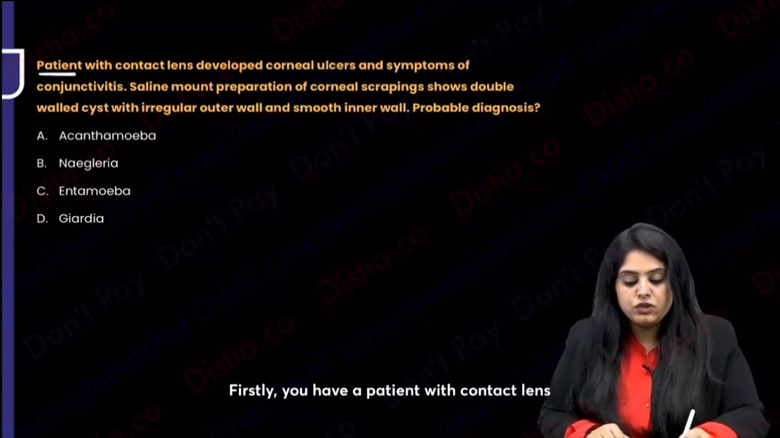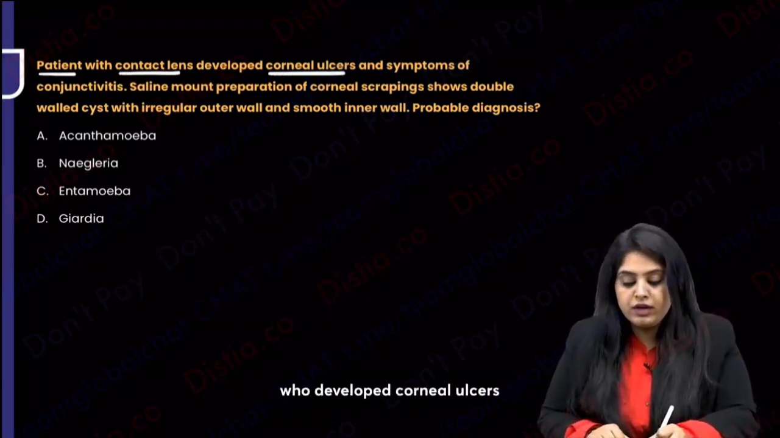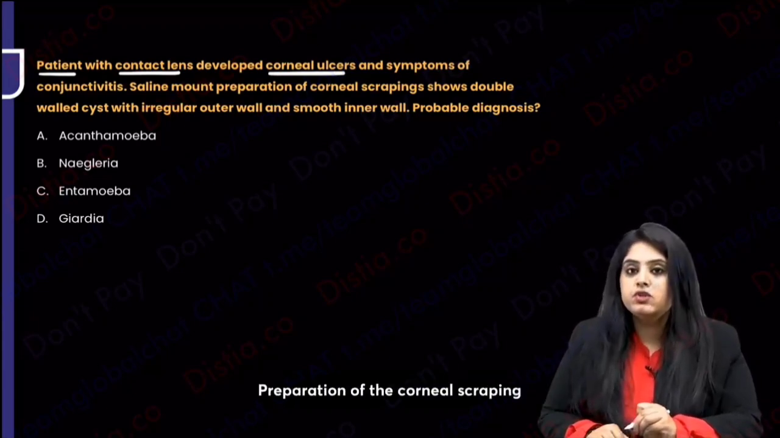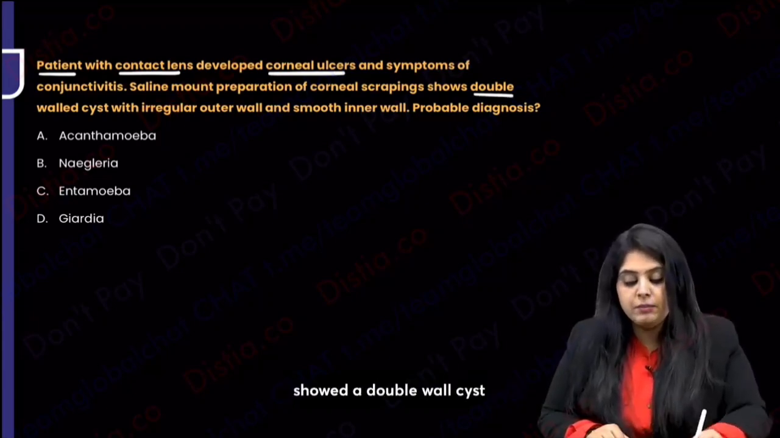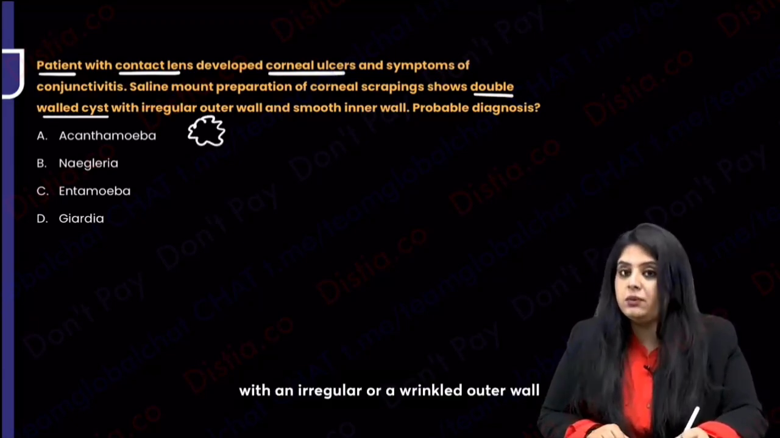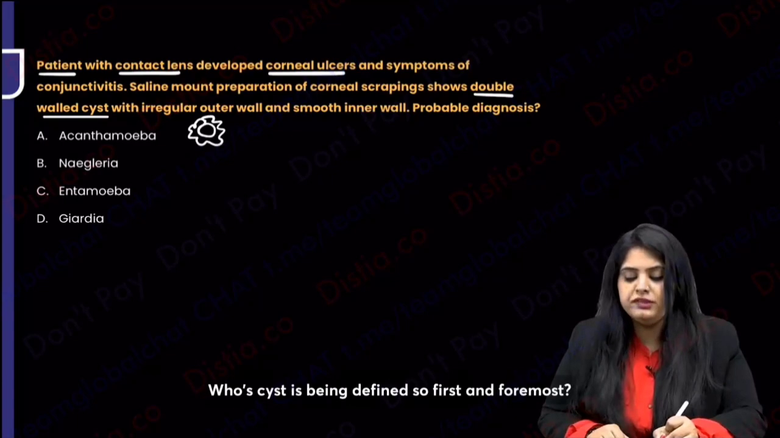Firstly, you have a patient with contact lens who developed corneal ulcers and symptoms of conjunctivitis. Saline mount preparation of the corneal scrapings showed a double wall cyst with an irregular or wrinkled outer wall and a smooth inner wall. Whose cyst is being described?